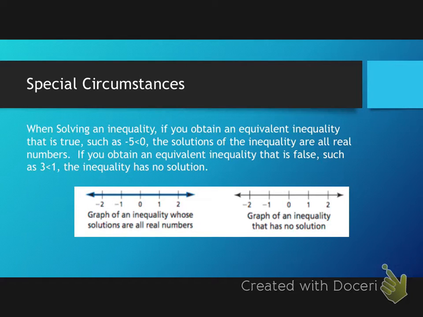Now, there are special circumstances also. Sometimes, when solving an inequality, if you obtain an equivalent inequality that is true, such as -5 is less than 0, the solution of the inequality is all real numbers, or infinite solutions. If it is that, you've got all the numbers, so you've got a line that goes to the left and right. Now, say that you end up with a false statement, like 3 is less than 1, then you're going to have that there are no solutions, so you wouldn't graph anything at all.